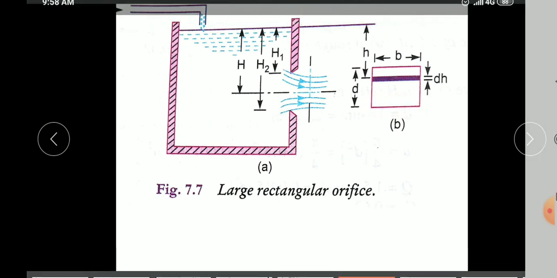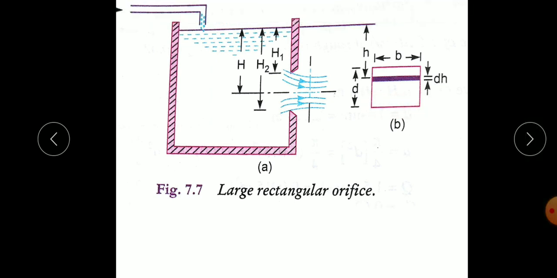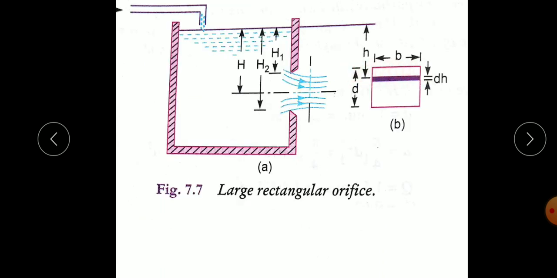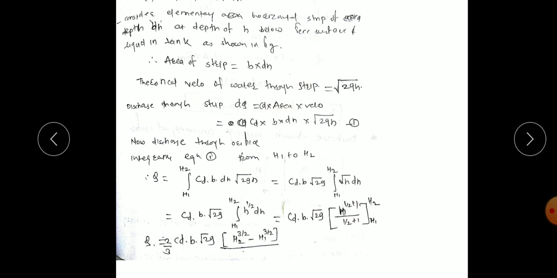b is the width of the strip. Now h1 is the head from the upper surface or top edge of the orifice, and h2 is the head from the bottom edge of the orifice. Now we are integrating over this dh. The area of the elementary strip will be b into dh. The theoretical velocity we have already found is under root of 2gh.